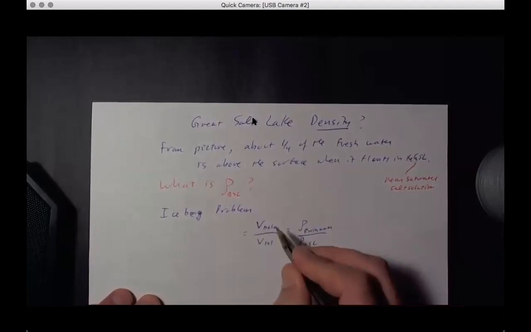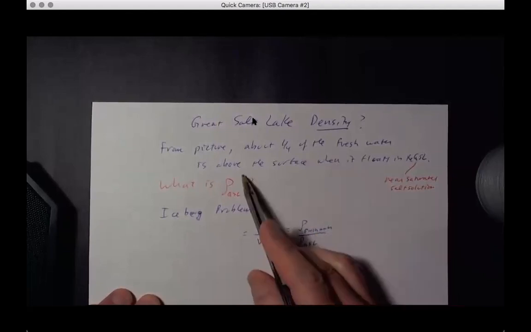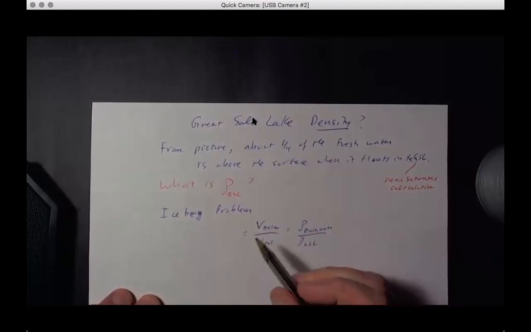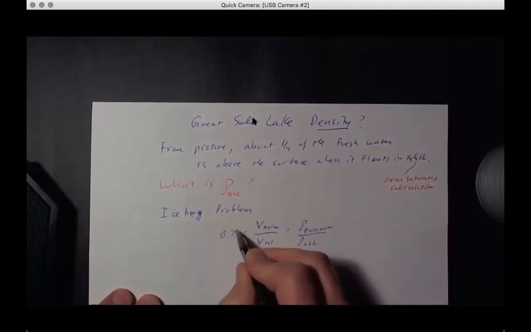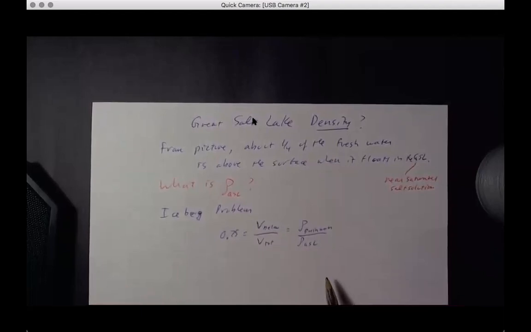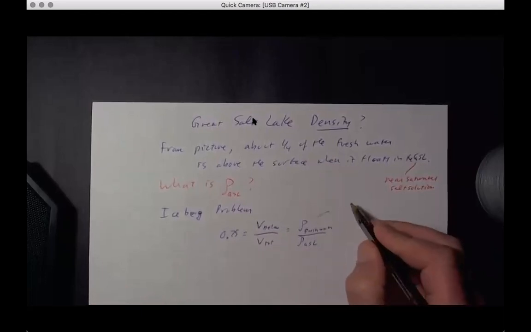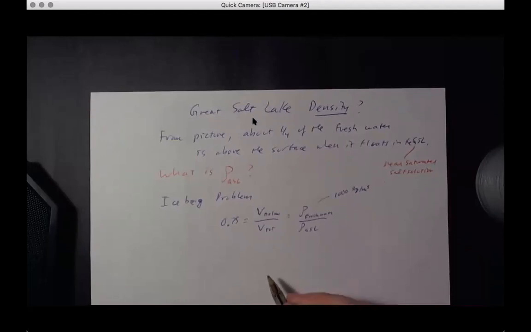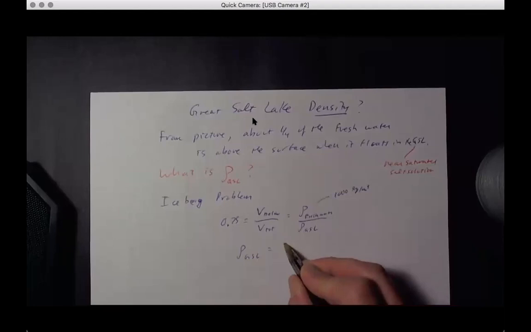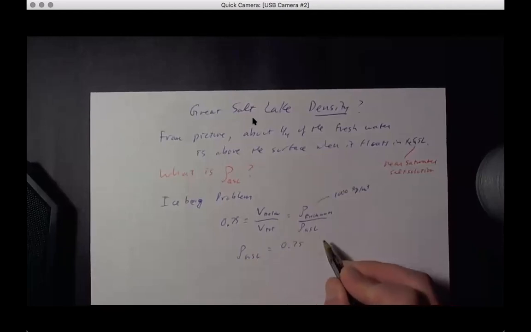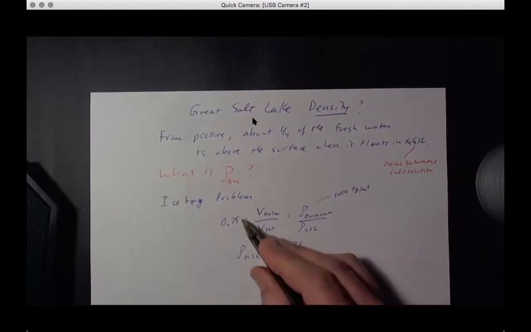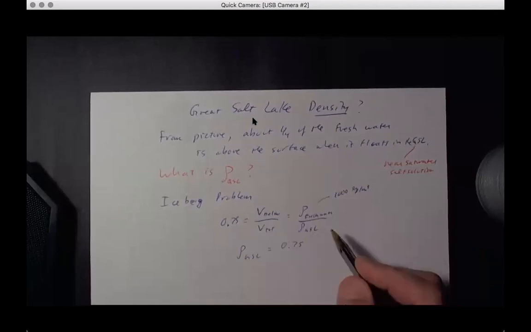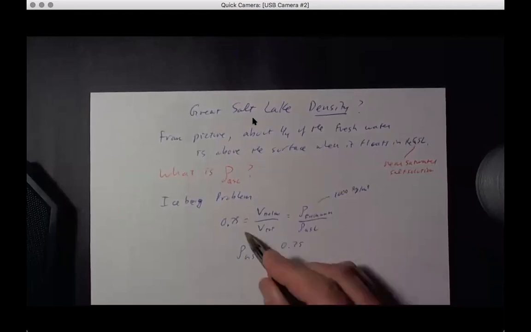As 1/4 is above, that means 3/4 is below. So this is 0.75, right? And this here is 1,000 kilograms per meter cubed. So rho Great Salt Lake is equal to 0.75. Wait a minute, that's the other way around. This goes up, that goes down.